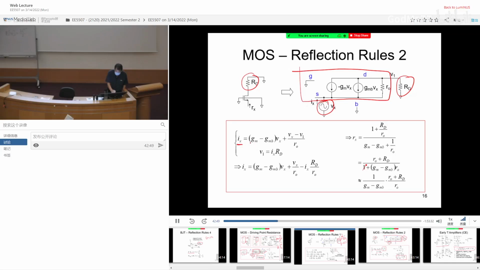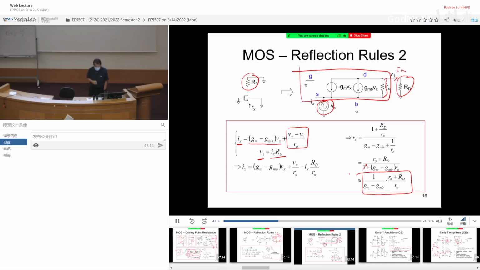The IX is simply given by the current source plus the current going through R0 over here. And then the V1 is simply given by, this is IX, IX multiplied by the RD, Ohm's law. And after some mathematical manipulation, you see that it ends up something very similar to BJT, this guy. Okay, what is the BJT case? BJT result, if you recall, 1 over GM, R0 plus RC, R0 plus RC over beta. And in fact, you can easily derive this result based on BJT.